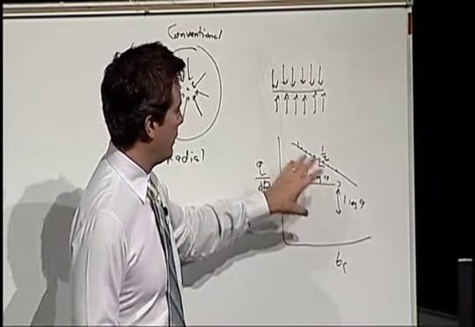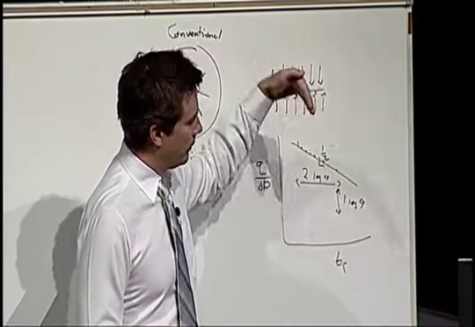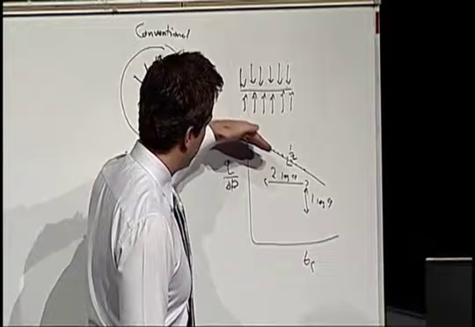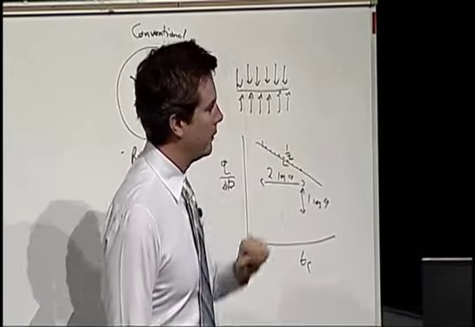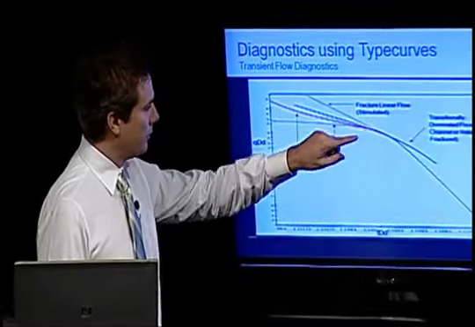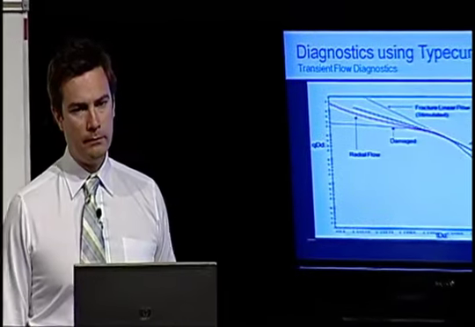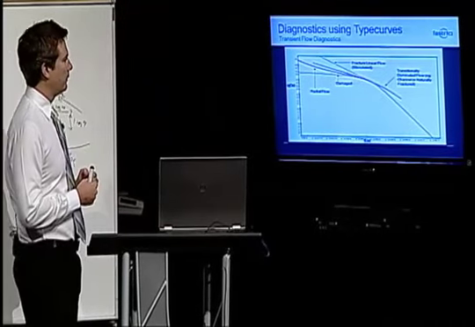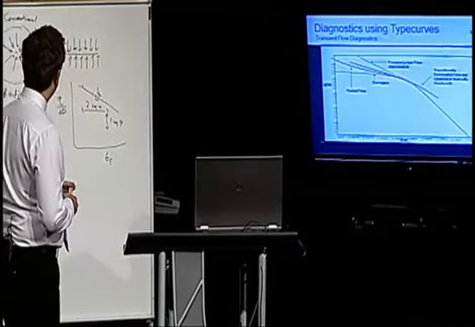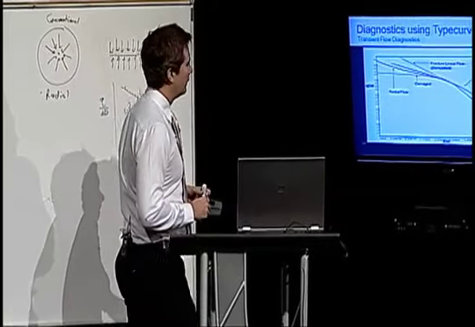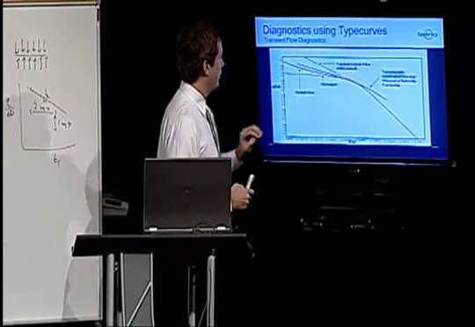So you've got to make sure that you separate fracture flow from boundary dominated flow. They're very different, right? This fracture flow has a much shallower slope. But it's different from radial flow also because it doesn't have upward concavity. So these are the things you need to be aware of. Okay, so that's fracture linear flow.